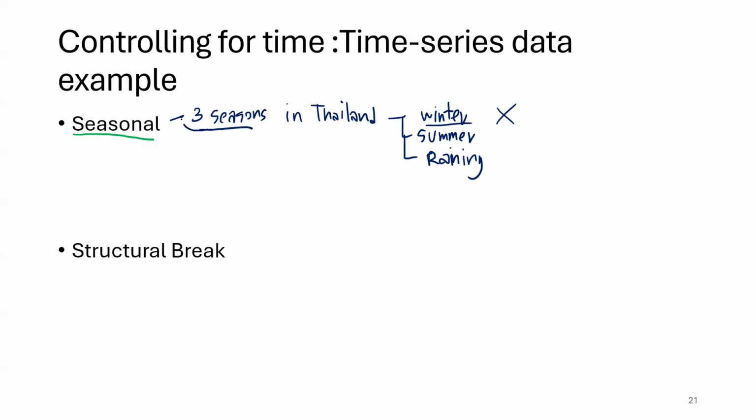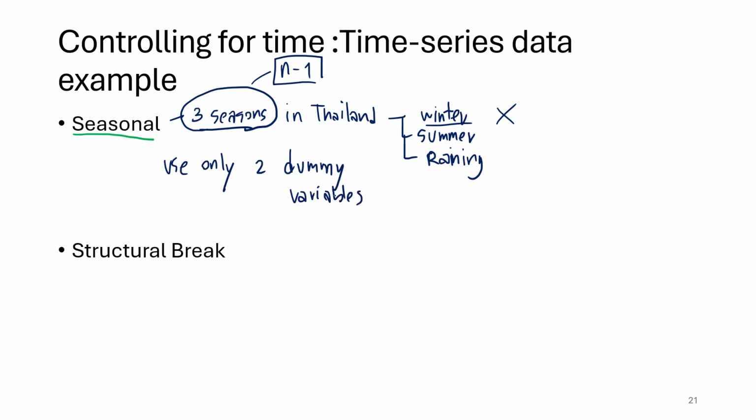So let's recall the memory. We have three categories here. How many dummy variables should we use? We should use n minus 1, right? So we can include only two variables in the model. Either choice is okay, the answer will be the same. You can use winter and summer, or winter and raining, or summer and raining. That's okay, but just don't use all three.